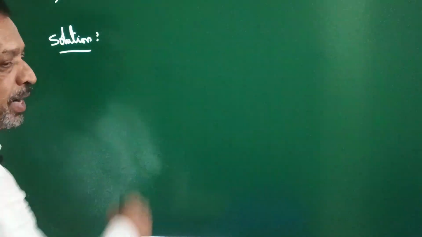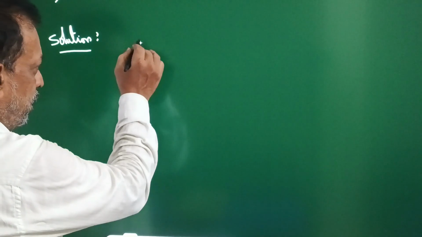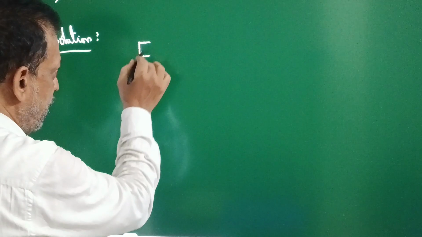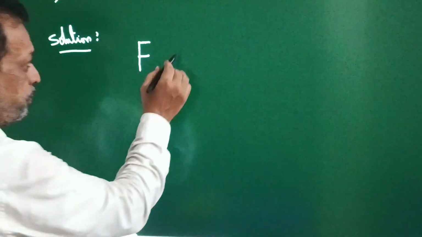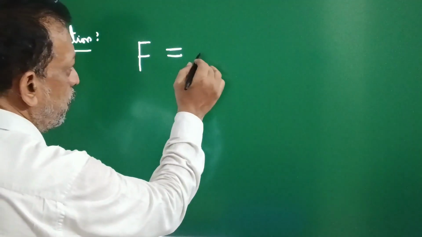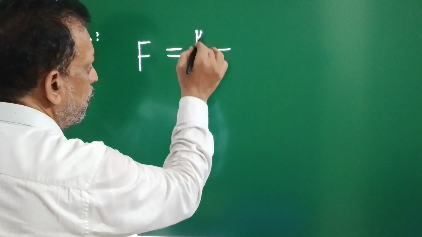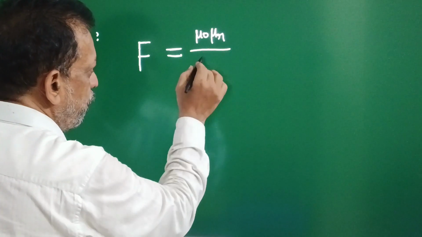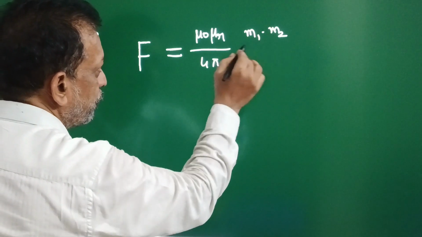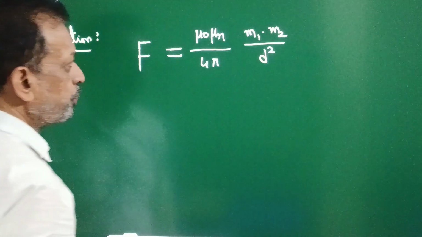The force of attraction or repulsion between two magnets, in magnetism, is given by what? Gayatri, can you tell the formula? Force of attraction or repulsion between two magnets, F is equal to? Rakshita, can you tell the formula? F is equal to mu naught mu r by 4 pi into m1 into m2 divided by d square, or r square, in magnetism.